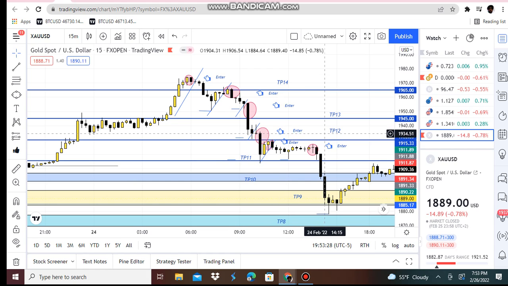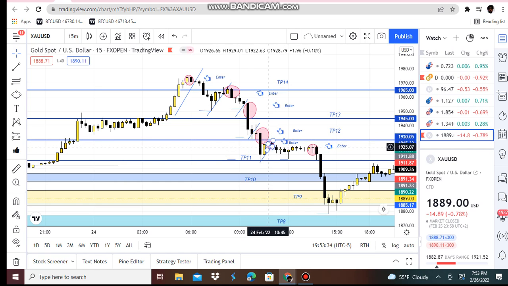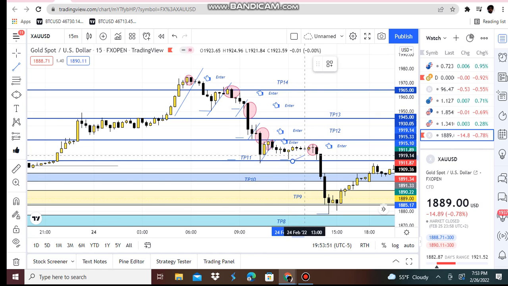Boom. Once price goes all the way to take profit 11, what does it do? It goes all the way back up to 1930. Boom. It shows us this bearish engulfing pattern, breaks this trend line, and you could have gotten in for our fifth entry from 1930, and rolled this from 1929 all the way back down to 1915. Boom. And got out of this trade. And again, price would make what?